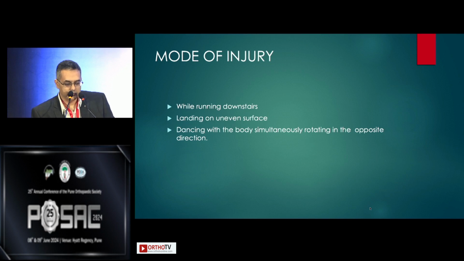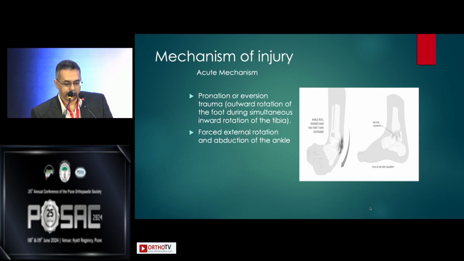Mode of injury is while running downstairs, loading on uneven surfaces, or while dancing with the body simultaneously rotating in the opposite direction. In the acute mechanism, there is pronation or eversion trauma, forced external rotation and abduction of the ankle.